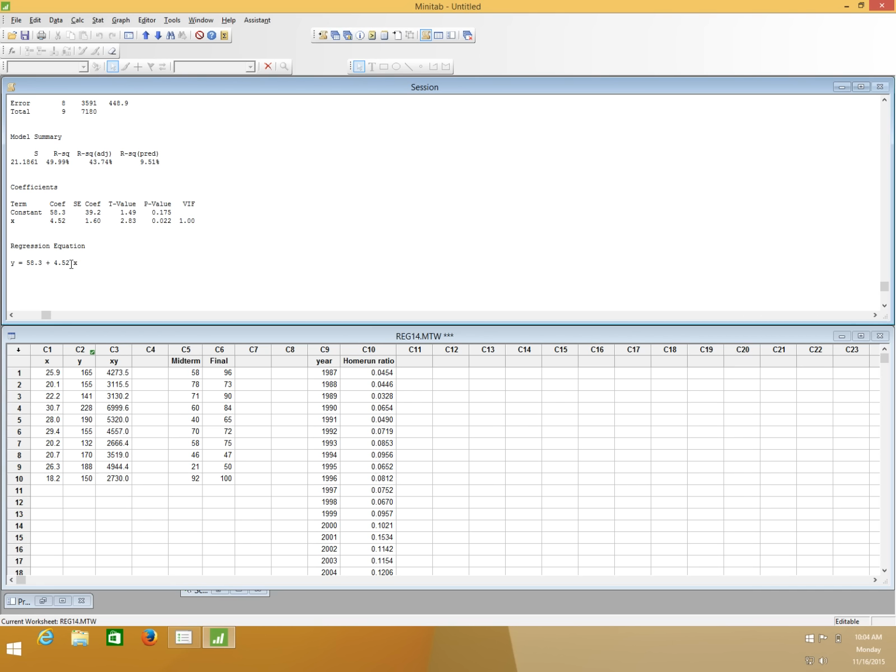Okay, what these things mean is, here I'll talk about the slope. Okay, so for every one unit increase in x, here is the body mass index, so I think that's in percentages, I don't know.